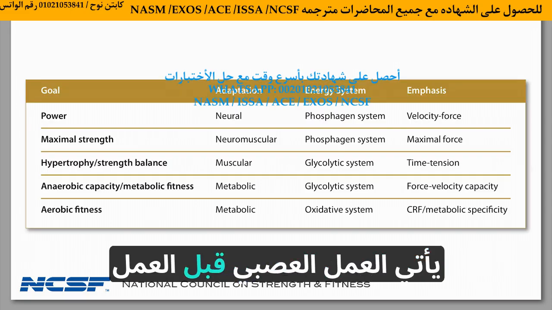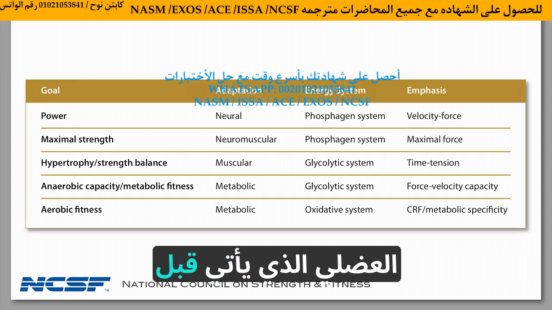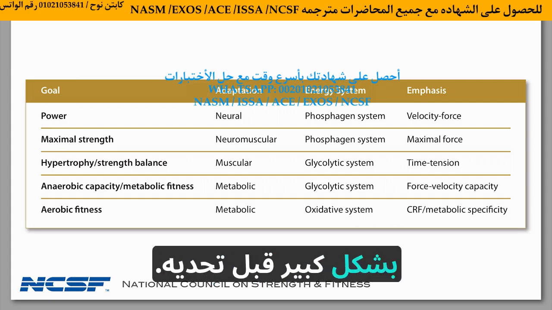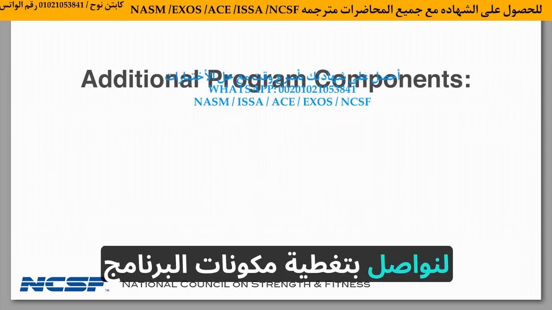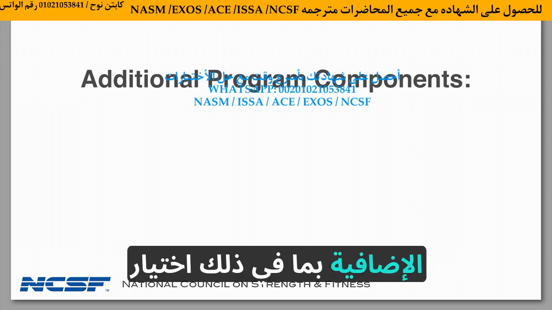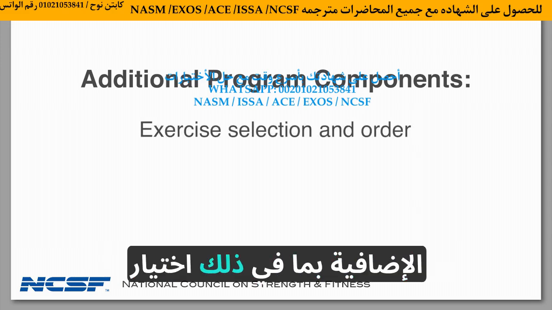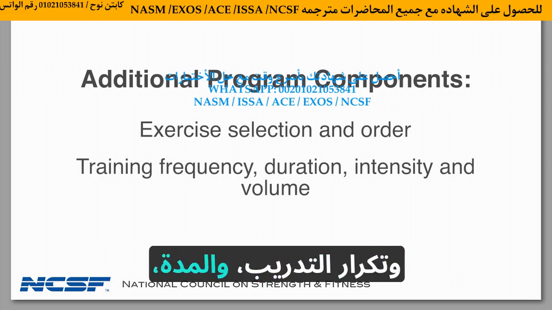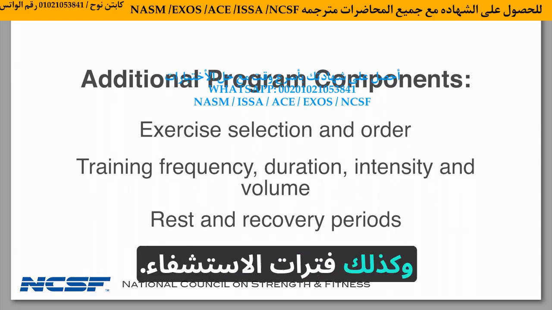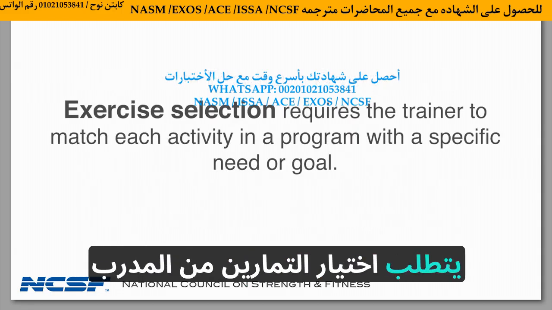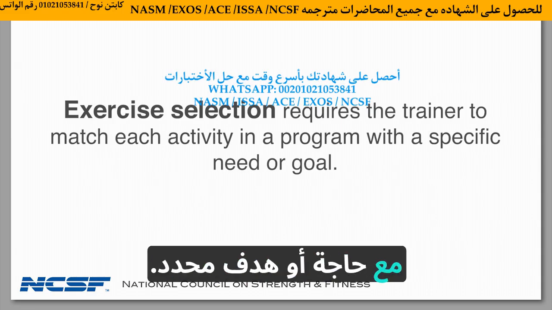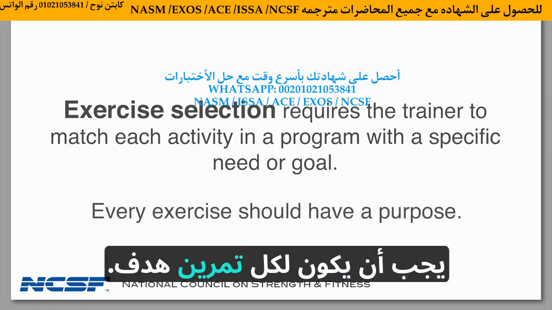Neural work comes before muscular work, which comes before metabolic work, so no system is significantly pre-fatigued before challenging it. Let's progress by covering additional program components, including exercise selection and order, training frequency, duration, intensity, and volume, and rest as well as recovery periods. Exercise selection requires the trainer to match each activity in a program with a specific need or goal. Every exercise should have a purpose.